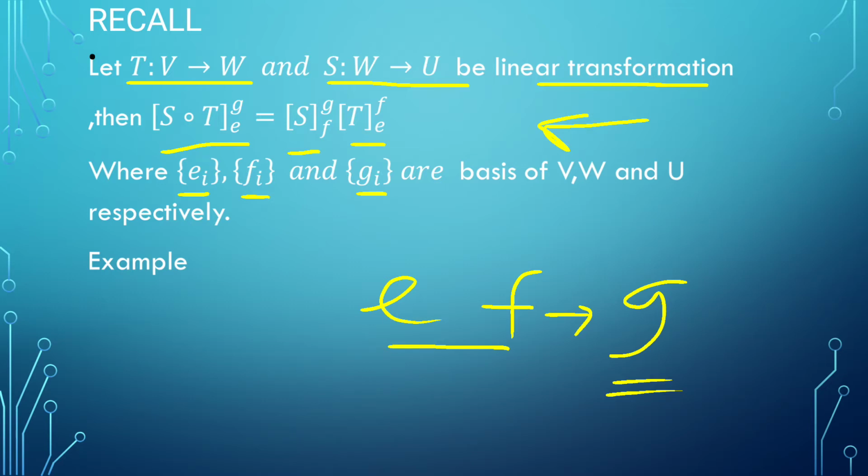If you look at T, T moves from V to W. V is actually E, W is actually F, and therefore that's the reason we have this part here. Then S is from W to U. W is F and U is G, and that ends that operation. For example, let's look at an example.